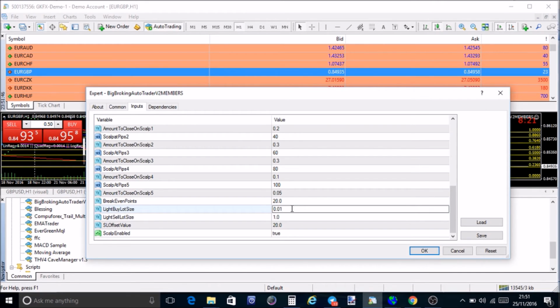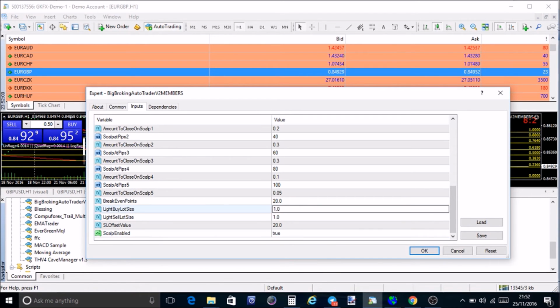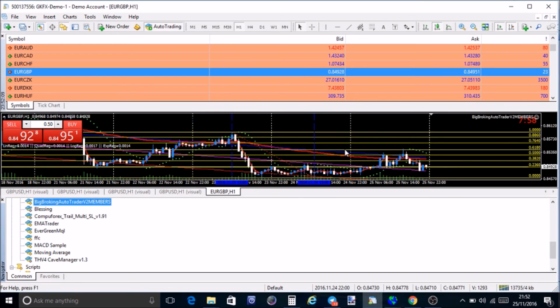Or if you just want to trade a 0.01, change this to 0.01, change the scalp enable to false, and it will continue as normal, and it will just trade with no scalping, and you can trade at any lot size that you want. So no restrictions, nothing that you want to do, but for the purpose of this I'm going to show you how to trade it on a 1 lot, and then you literally just select OK. That will then load on your chart. That will then show up in here, and this will basically start trading.